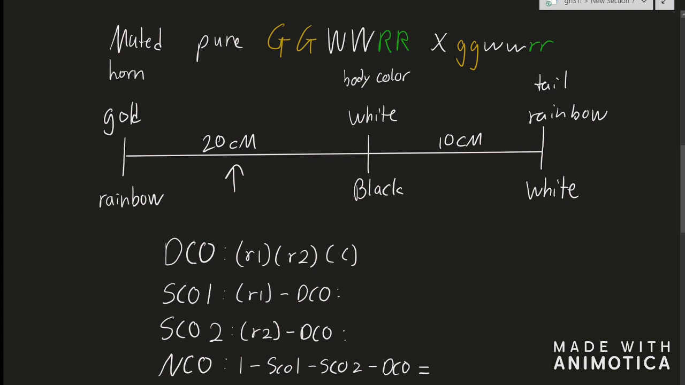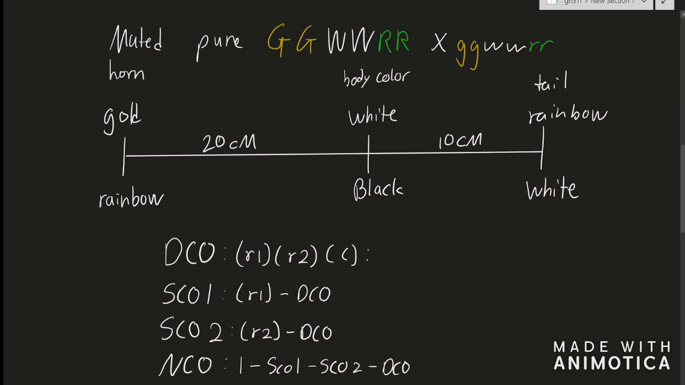In this example, I mated a purebred gold-horned, white-bodied, rainbow-tailed unicorn with a rainbow-horned, black-bodied, white-tailed unicorn. To determine the probability of a double crossover event, we need to take the region 1 centimorgan distance and the region 2 centimorgan distance, and then multiply it by the coefficient.